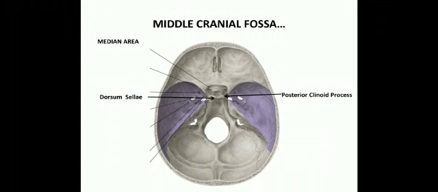The anterior clinoid process is the backward projection of the lesser wing of the sphenoid. The middle clinoid process extends from the tuberculum sellae, and the posterior clinoid process extends from the dorsum sellae, projecting upwards. Now, the features in the lateral area. The lateral area is deep and lodges the temporal lobe of the brain. It is related anteriorly to the orbit, laterally to the temporal fossa, and inferiorly to the infratemporal fossa.